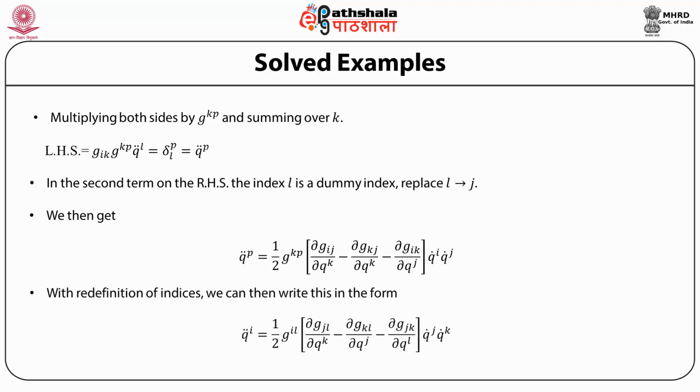We redefine the indices, and this can be written in the form that q^i double dot is half g^il (partial derivative of g_jl with dq^k minus dg_kl by dq^j minus dg_jk by dq^l) multiplied by q^j dot q^k dot, which is the desired result. And in fact, the term within the brackets is the familiar Christoffel symbol.